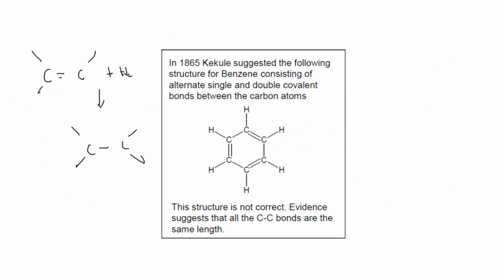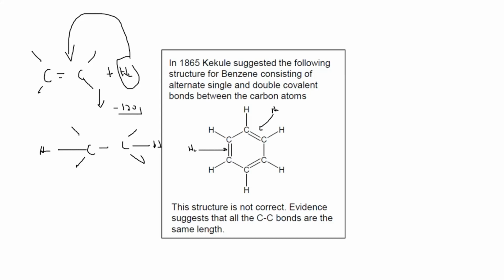But as the double bond changes into a single bond, the energy change which occurs is minus 120 for one bond. So when one molecule of hydrogen is added to a carbon-carbon double bond, the energy is minus 120. So if three molecules of hydrogen are added, what should be the energy?